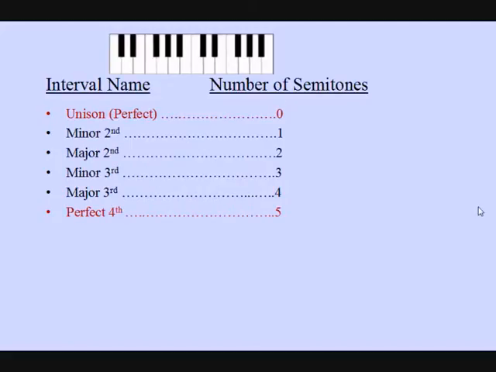Now, what happens if we need to measure the distance between, for example, C and F sharp? Then we're going to have 1, 2, 3, 4, 5, 6 semitones. They're going to be 6 semitones away from each other. Then that is going to be called a diminished fourth.